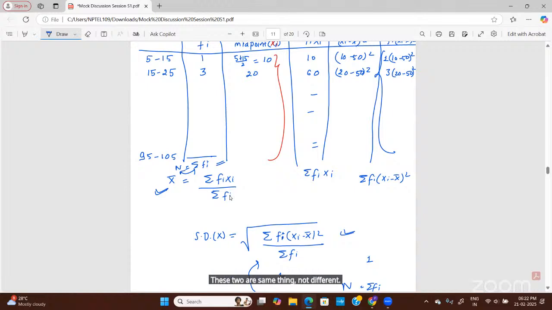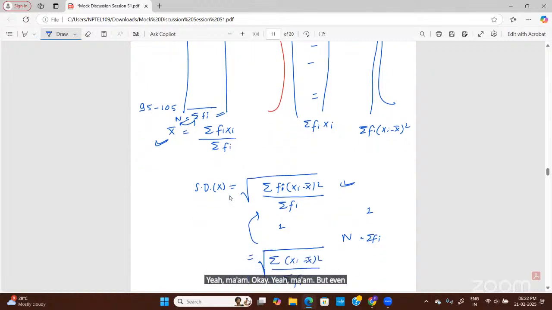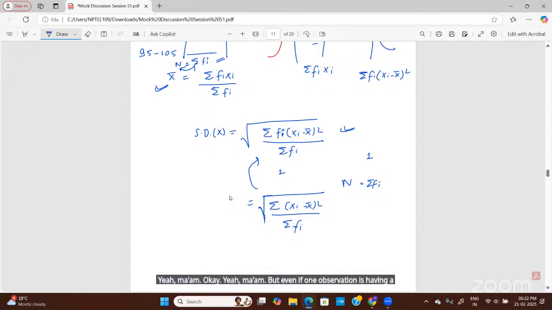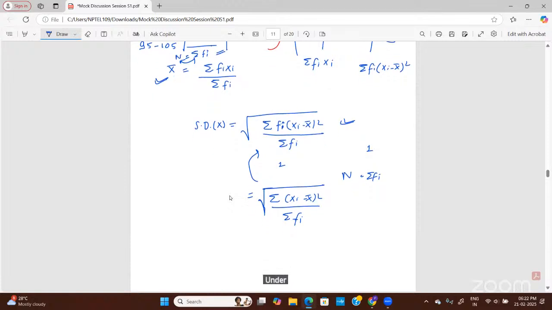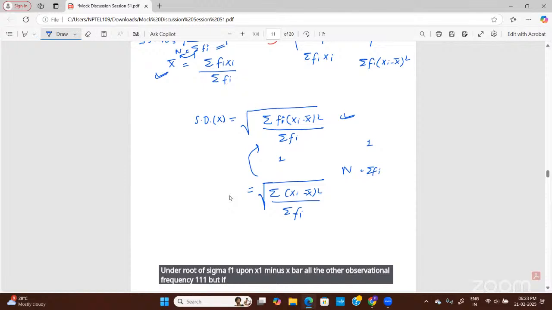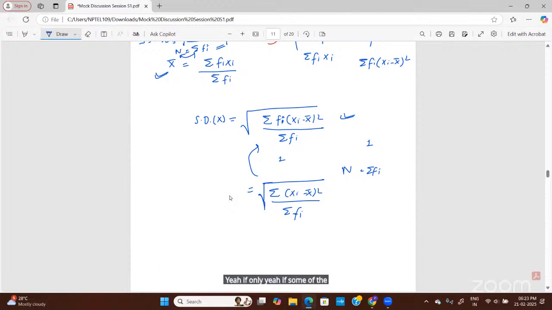Ma'am, but even if one observation has a frequency more than one, then we have to use the above formula, square root of summation of fi into (xi minus x bar) whole square. All the other observations have frequency 1, but if some of the observations have frequency, then also you will use this formula only.